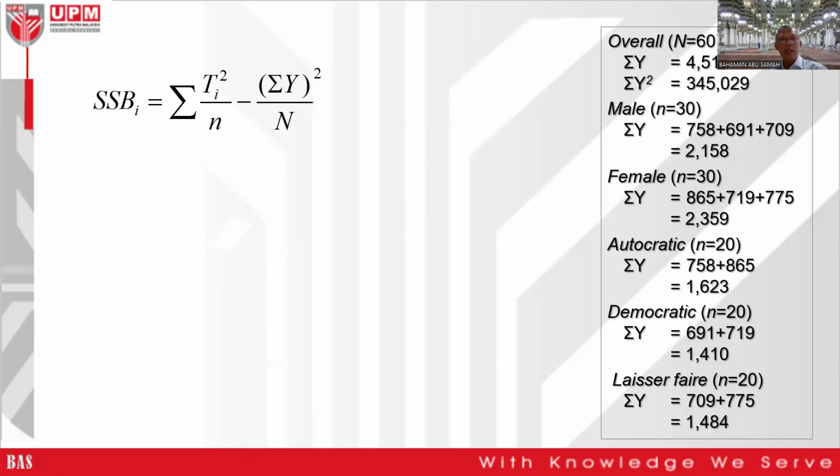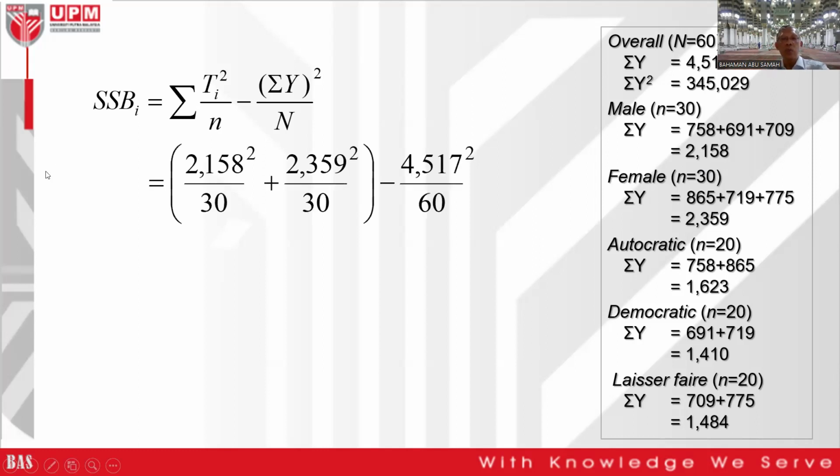For factor 1, the formula is summation ti square divided by n minus summation y bracket square divided by big N. Okay, big N will be for each of the cell, for each of the group. Then that means for gender, we have 30 and 30, and the big N will be 60. And then the total for the first group, for male, will be 2,158. For female will be 2,359.